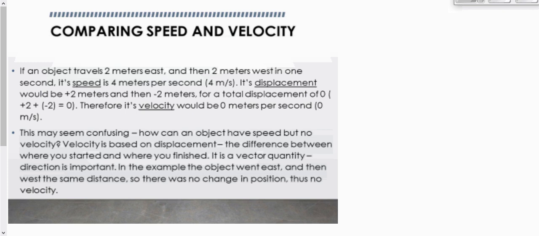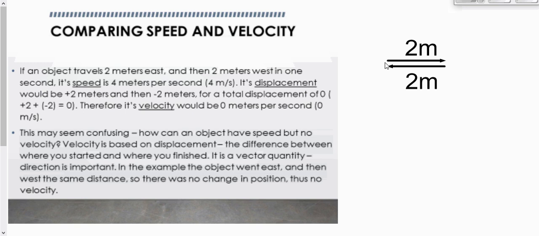Speed and velocity don't always equal the same number. Suppose that an object travels 2 meters to the east and then turns around and travels 2 meters to the west. Its total distance traveled is 4 meters. Its displacement, however, is 0. The object ended up right back where it started, so it's traveled 0 meters over the same time period. Although its speed might be 4 meters per second, its velocity then is 0 meters per second.